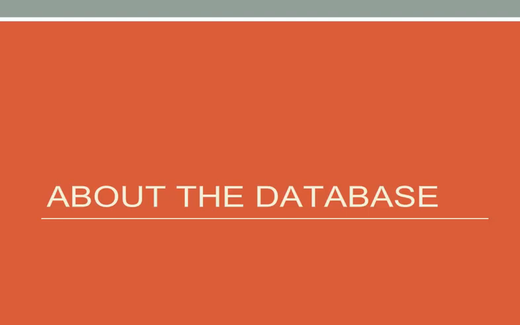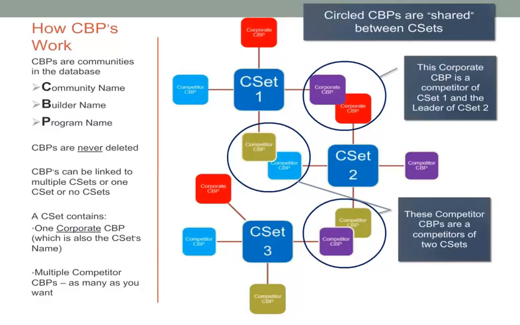Let's take a moment and discuss the database. A CBP is simply a community name. Every community has 3 components to its name. First the community name, then the builder name, and then a program that helps differentiate that particular product line to others that may be built in the same community. CBPs are never deleted from the database.